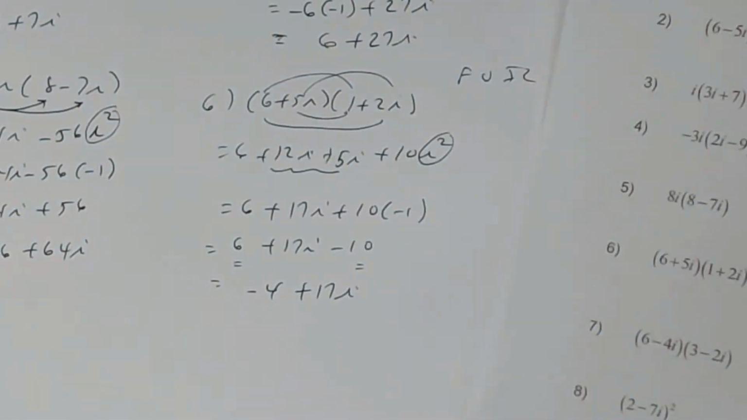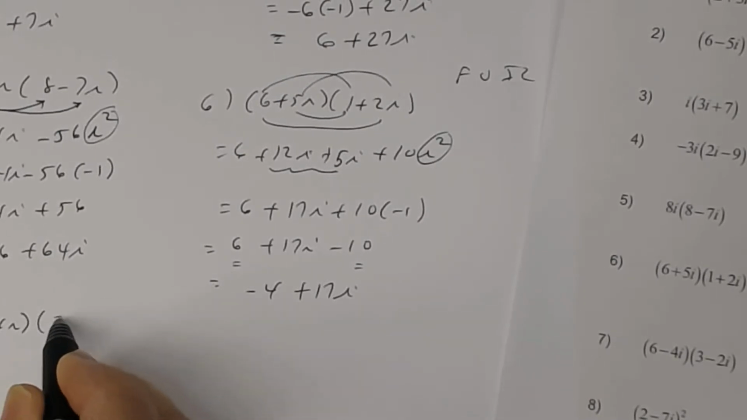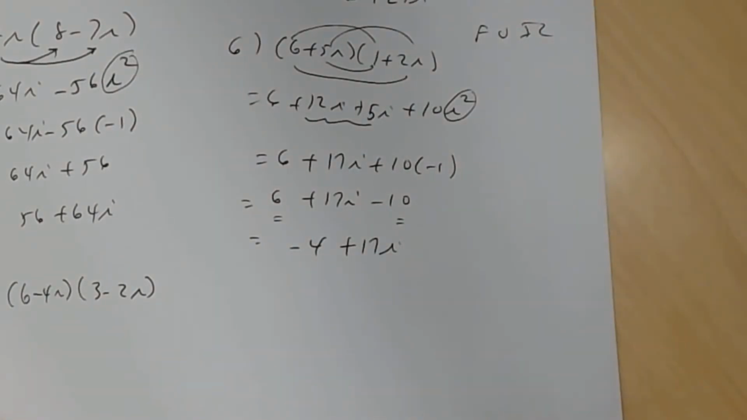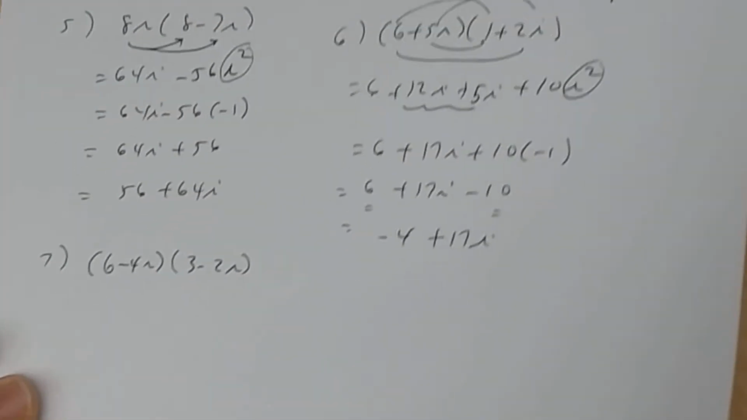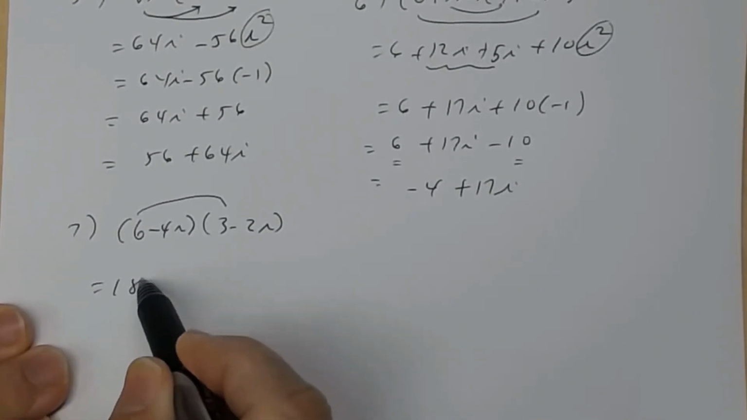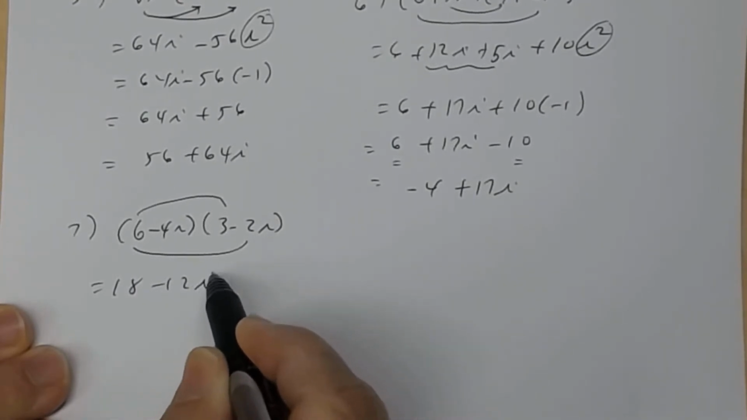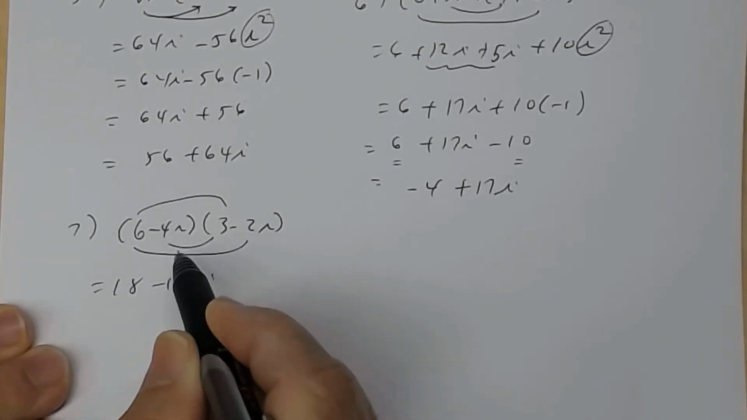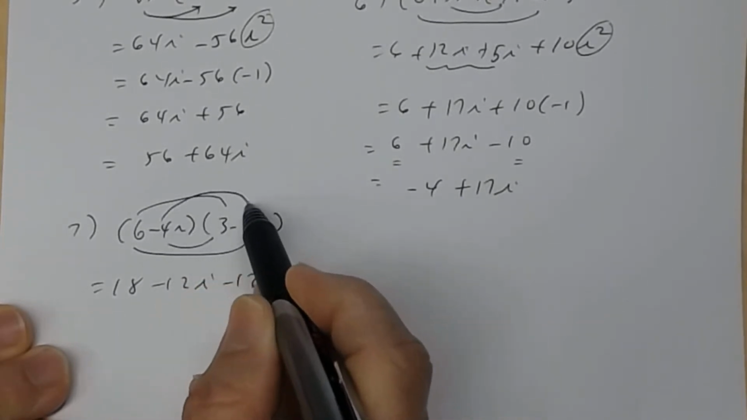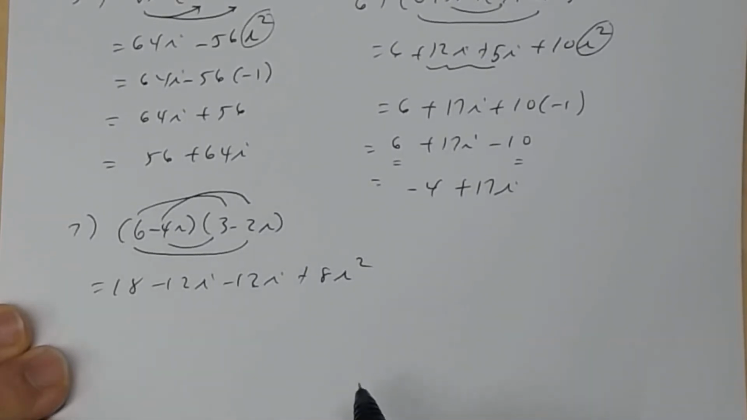And number 7, you have 6 minus 4i times 3 minus 2i. So again, using the FOIL method, 6 times 3 is 18. The outer, 6 times negative 2i is negative 12i. The inner, negative 4i times 3 is negative 12i. And then the last, a negative 4i times a negative 2i is a positive 8i squared.